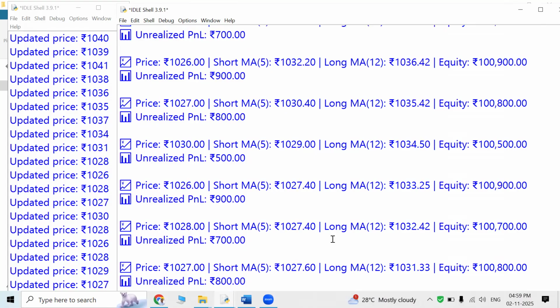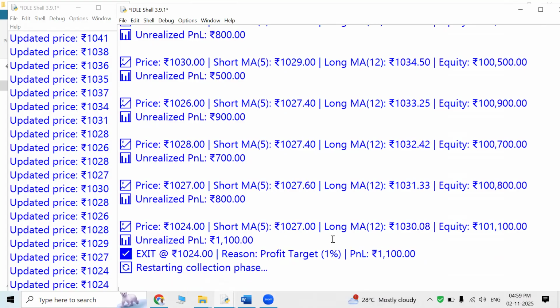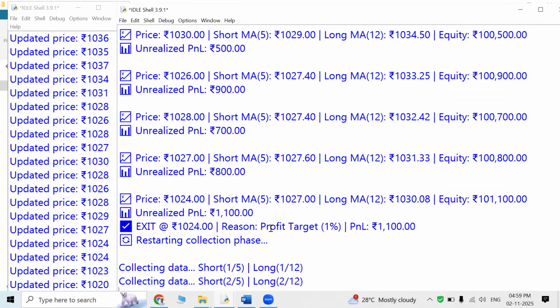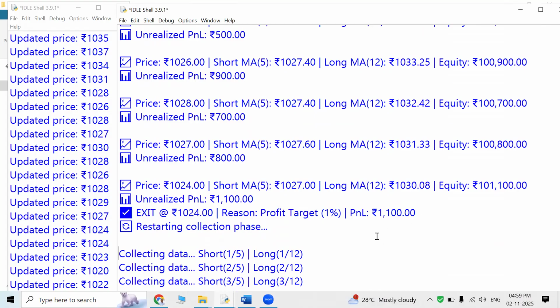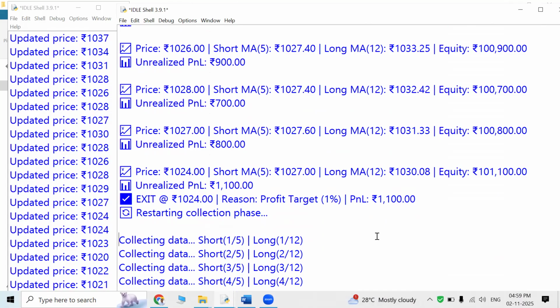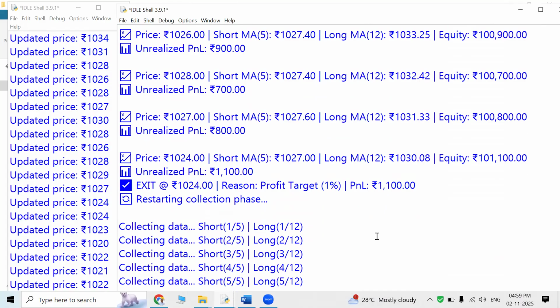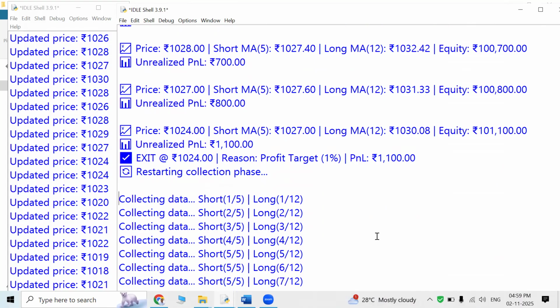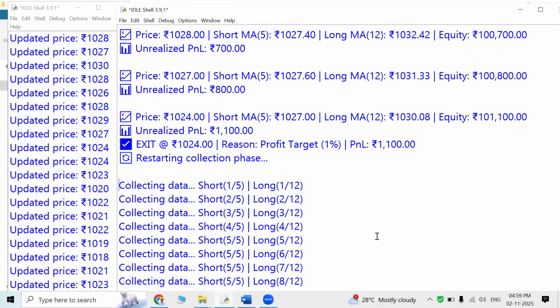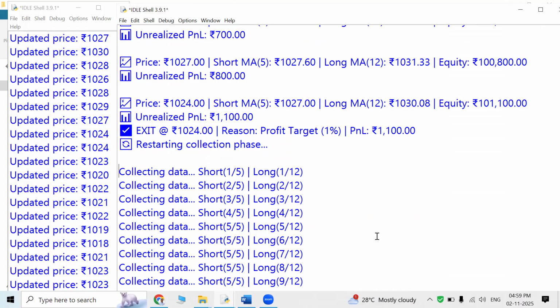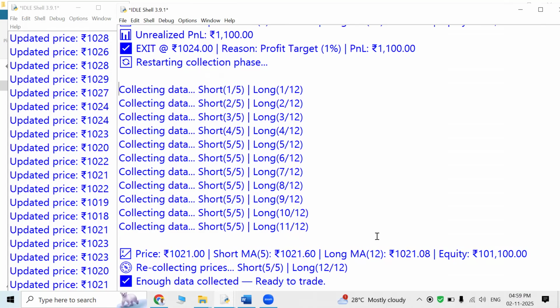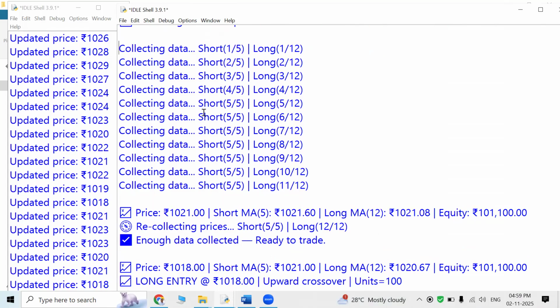Okay, we have recorded the worst case scenario. Now, if it permits, okay, great. See here, we have booked the 1% of the profit. And once it booked the profit, it starts recollecting the data. So in the first part, we recorded the worst part of the algorithm. And in the second part, we recorded the best part of the algorithm. I hope this is understood by you. Thank you very much.